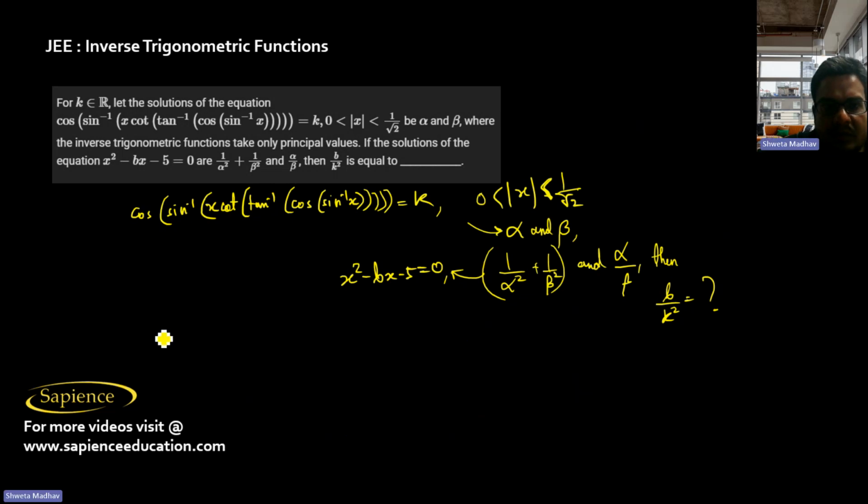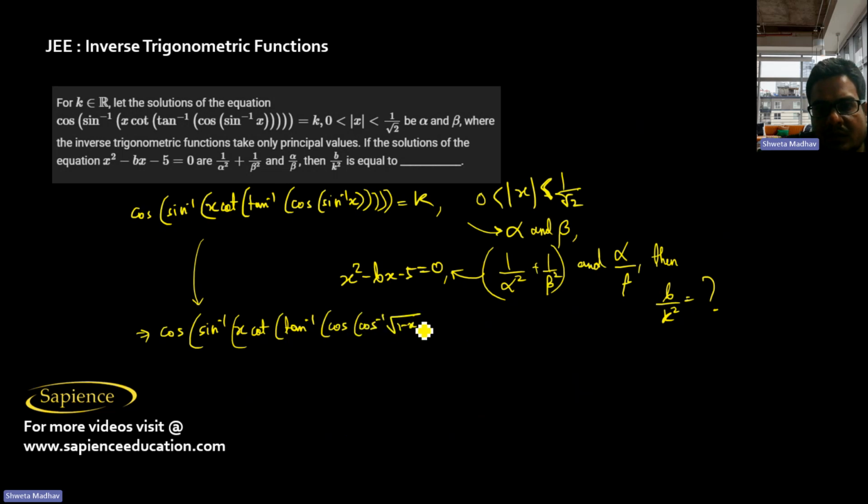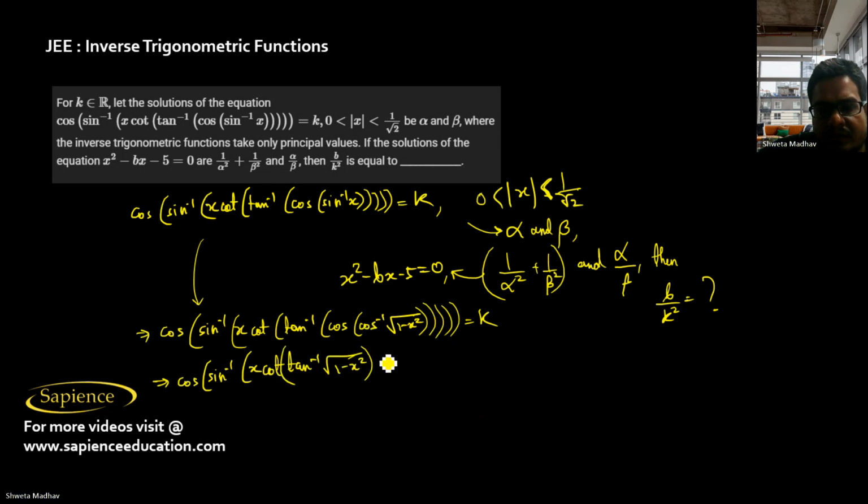So now we can simplify this. We can write it as cos of sine inverse of x times cot of tan inverse of cos of sine inverse of x. Now sine inverse x, I can write this as cos inverse of root over 1 minus x square, equal to k. So we can write cos of sine inverse of x times cot of tan inverse of root over 1 minus x square, equal to k.